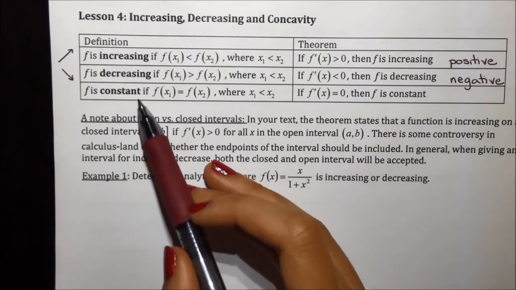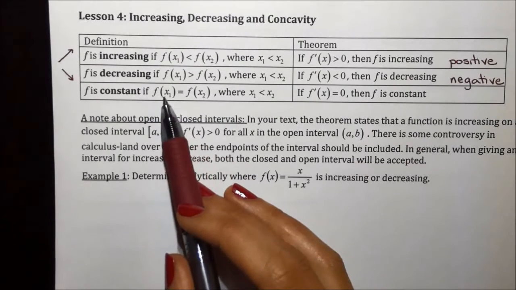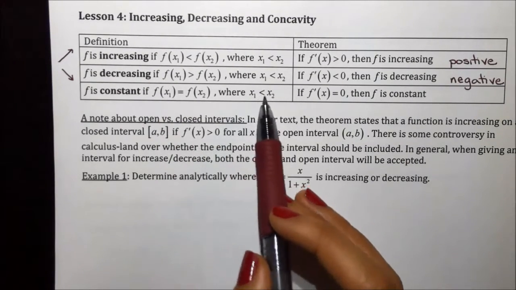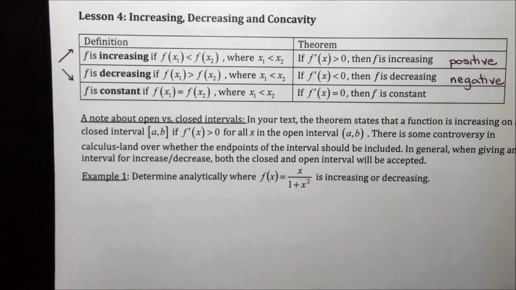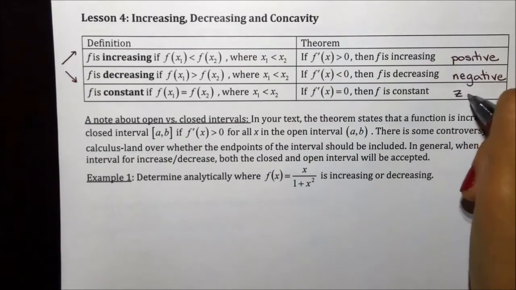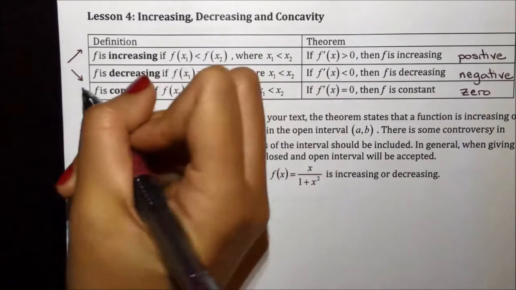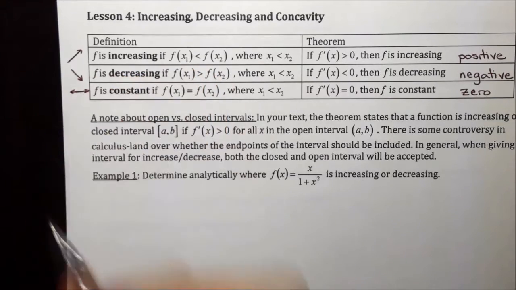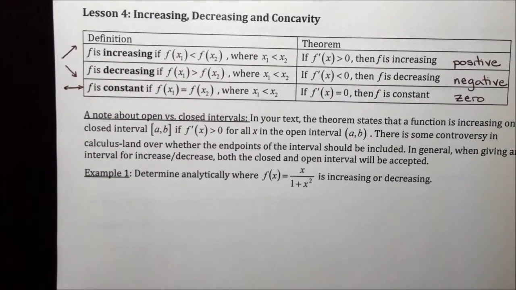If f is constant, if the y values are equal when you have two different x values, that means that your first derivative is going to equal 0. This is 0 slope. So that means that your slope just looks like a straight line. Okay?